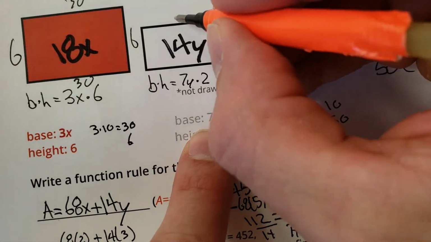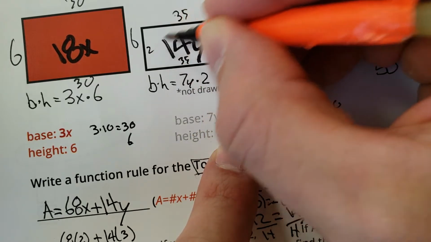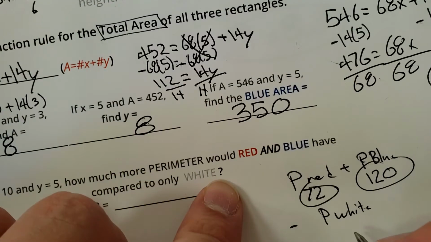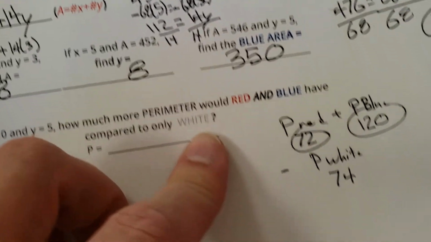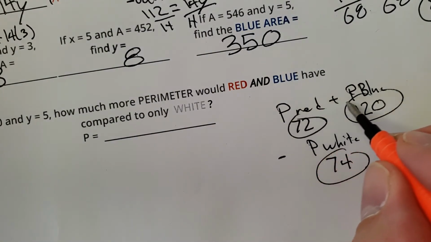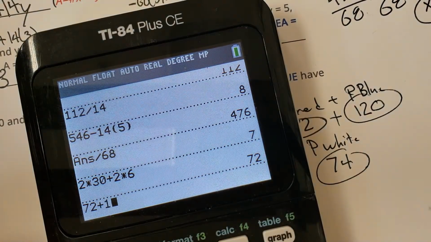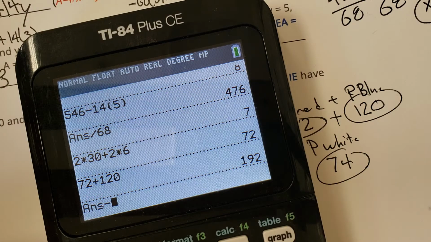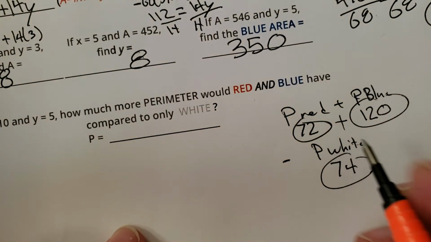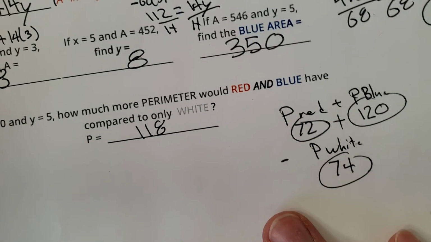The base would be 35. The height would be 2. 2 35s is 70. 72, 74. Okay, holy cow. Whew, we got all the perimeters. Let's finish this thing off here. Here we go. The red perimeter and the blue perimeter together, 72 plus 120 is that many, minus the 74, 118. The red and blue compared to the white would have 118 more perimeter units than only the white.